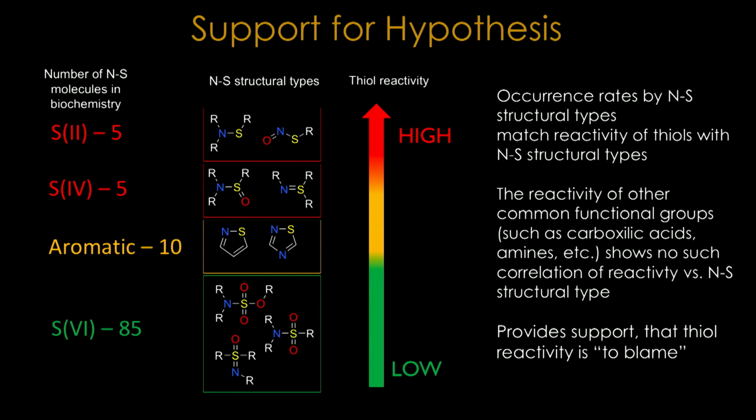I just want to say something about this S6 at the bottom. It's still a very small number, but a relatively major fraction of all of these nitrogen-sulfur compounds. They're still very rare. Most of them look like they're toxic. It's probably their toxicity or their biosynthetic pathway that makes them so rare, because if they involve any of the other products or breakdown products or need those ones to form, then they'll be reactive as well. Now, this evidence provides support that thiol reactivity is to blame, because the occurrence matches with the reactivity.